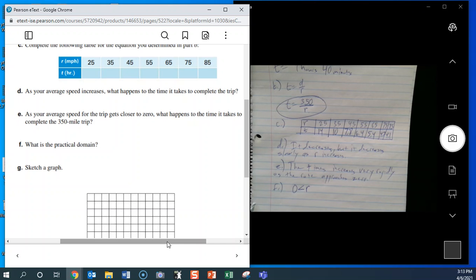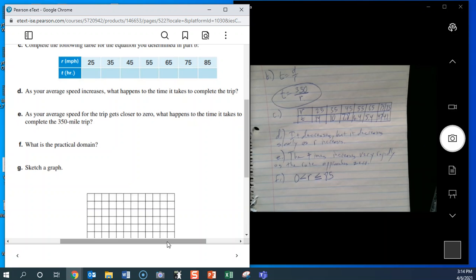But now, the highest speed limit I've ever seen on a highway was, I believe, 85 miles per hour, which we have here. So the rate could be less than or equal to 85, because I have yet to see any place in the United States where they had a 90 mile per hour speed limit. I know, like in Germany, the Autobahn, but that's a whole other situation. So just to let you know, that is the practical domain.